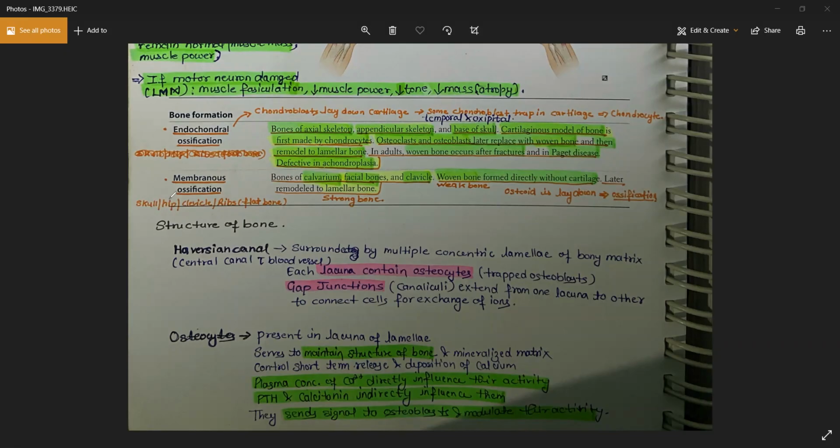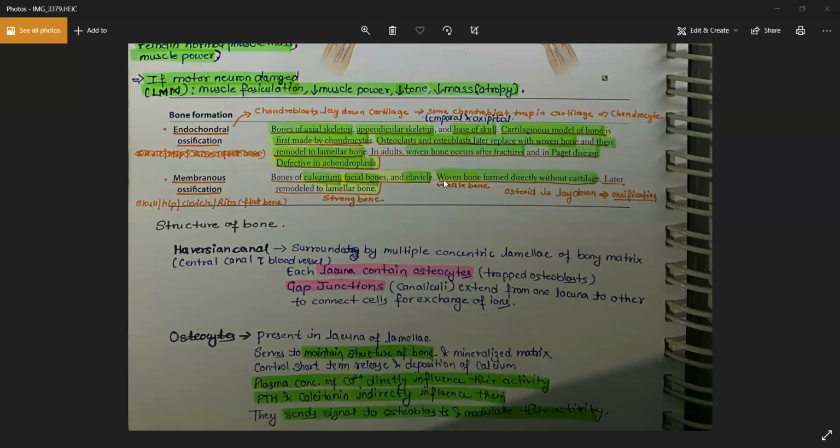There won't be any cartilage present before the bone. It's just a bone forming. So this is the membranous ossification. The bones which are formed by the membranous ossification include the calvarium, the facial bones, and the clavicle. These bones are formed by the membranous ossification.